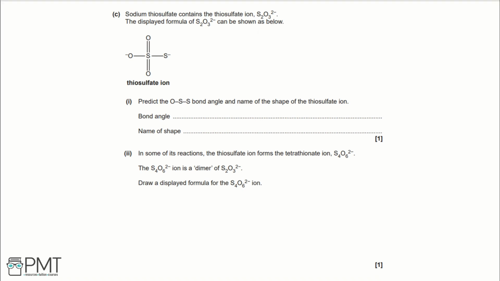So what we're doing is we're looking at this bond angle for the sulfur in the middle. So what we do is we notice how many bonded pairs and how many lone pairs it has. Well, we have 4 bonded pairs and no lone pairs. So that means our shape is going to be tetrahedral.